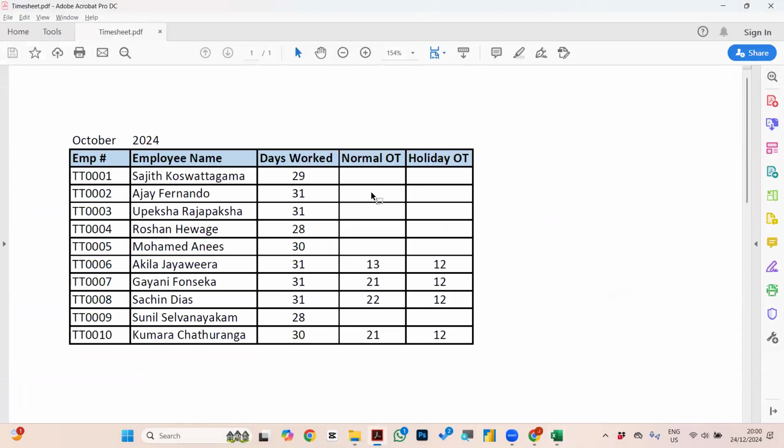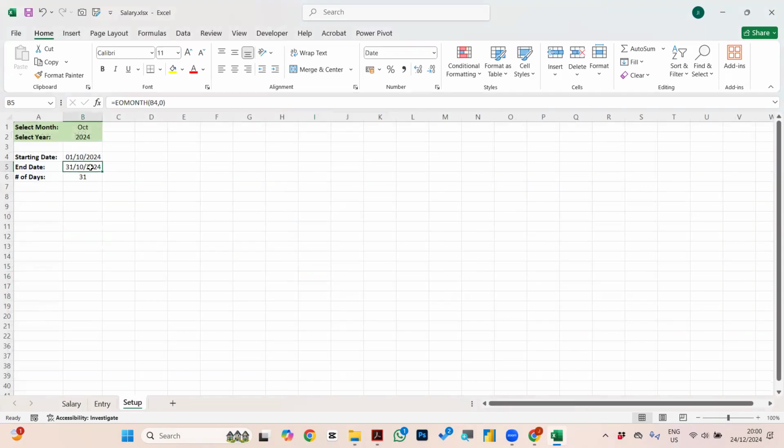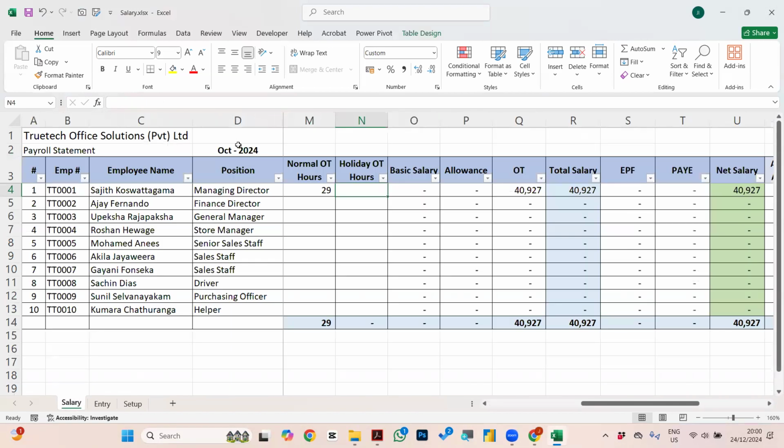Now it says Sajid 21 days. I'm going to just update it here. Working days, how many days? 29 days. So in this, you have to set up here. Every month you have to make sure you set up only this part correctly. You have to set up the starting date. Only the starting date you have to set up. Everything will automatically change. Even here, everything with calculations will change automatically.